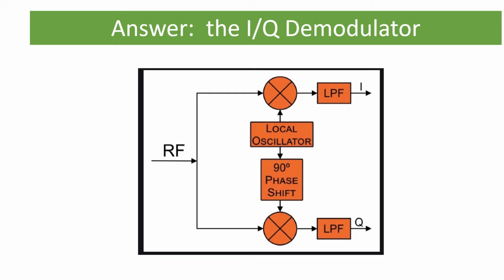The answer is to implement an IQ demodulator. And this is the high level here. The RF comes in, it gets split, essentially goes to two mixers, and the local oscillator is generating a cosine signal and a sine signal.